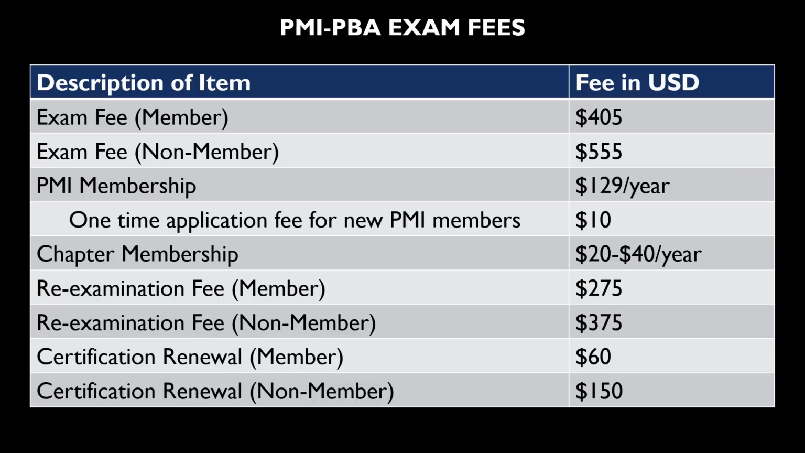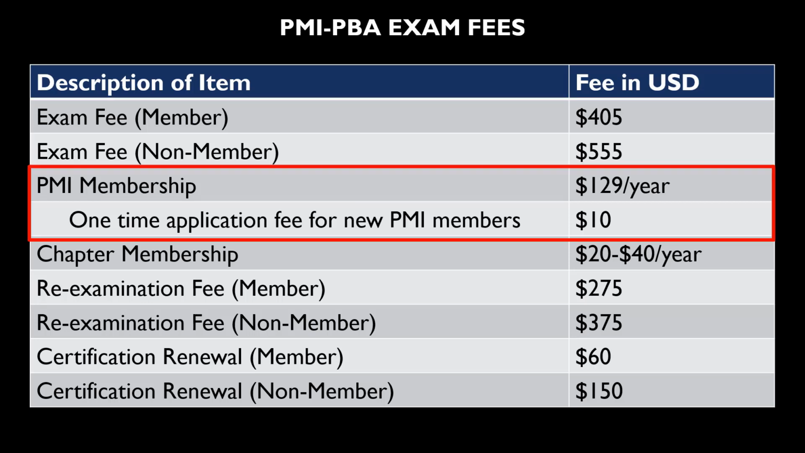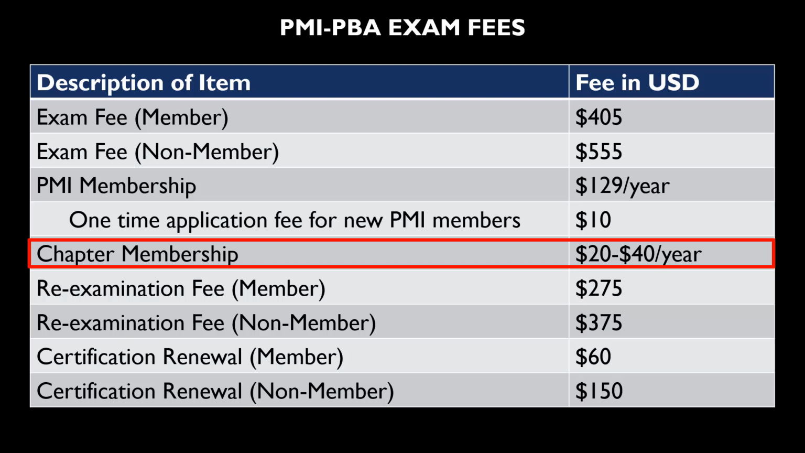Unsure of the costs associated with certification? Let's go over some of the fees. The exam fee for members is $405 and $555 for non-members. PMI membership is $129 per year, and there's a $10 one-time application fee for new PMI members. This means the member discount for the exam is greater than the price of first year's membership. Chapter membership can vary depending on the chapter, but it's usually between $20 to $40 a year.